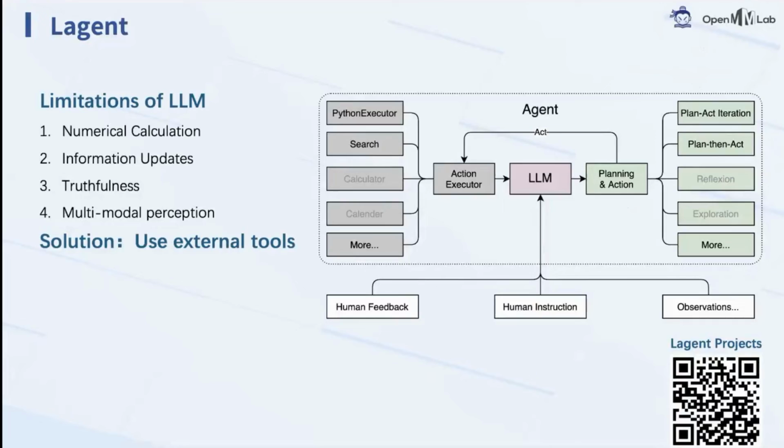And then after reasoning, the model could do some action, and the action will be sent to the action executor, and the action executor will eventually call the external tools like Python executor, search engine, or the calculator, and return the execution results to the LLM. So with the external tools, the LLM could do the calculation or answer the news in a better way.